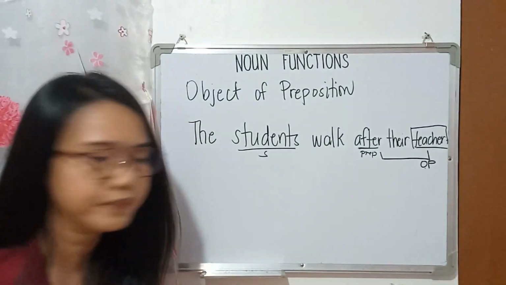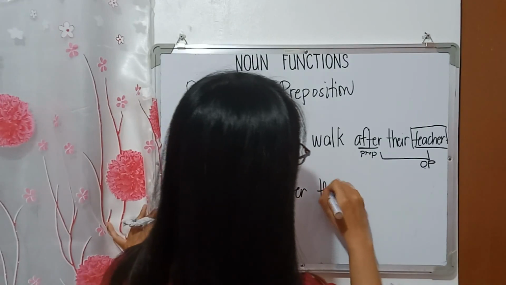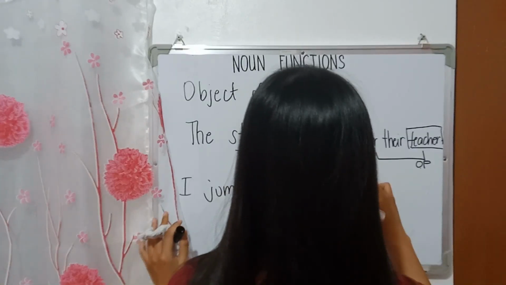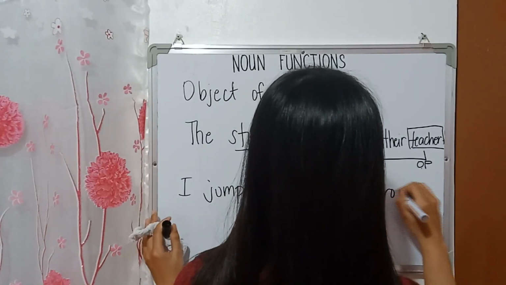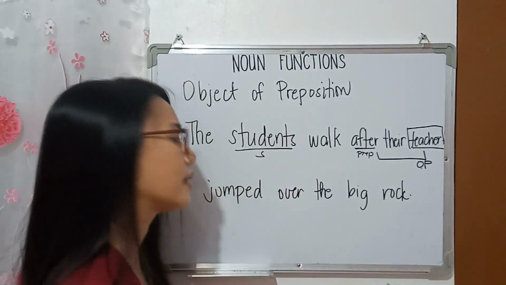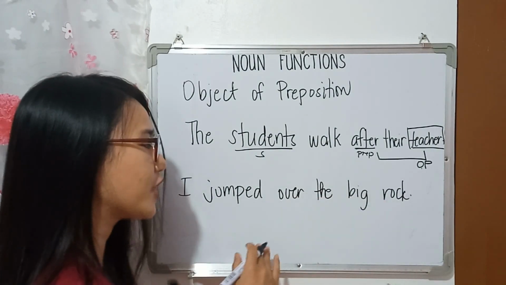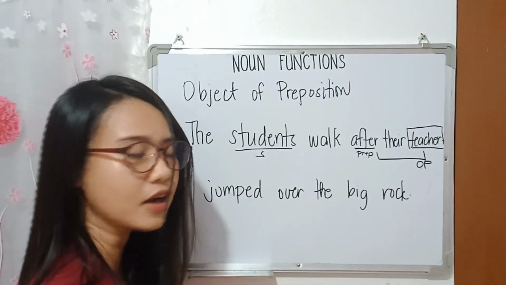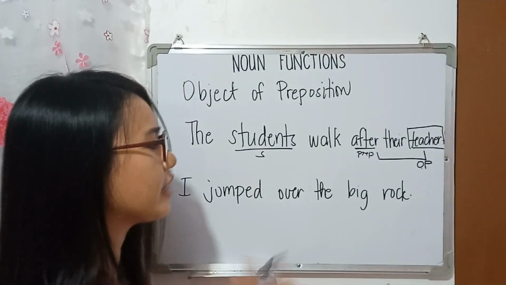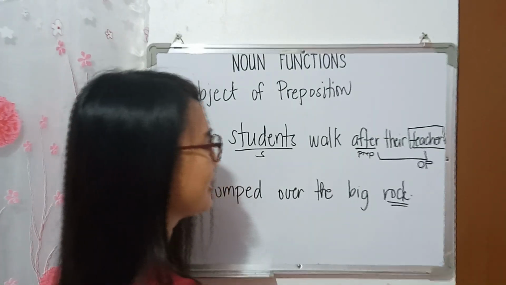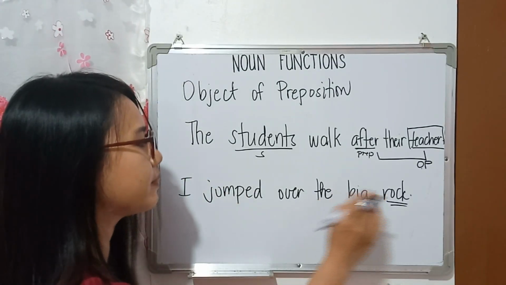Another example. I am adventurous, so I have here my example. I jumped over the big rock. How many nouns are present? We only have one, and that is rock. Now, I jumped over the big rock.